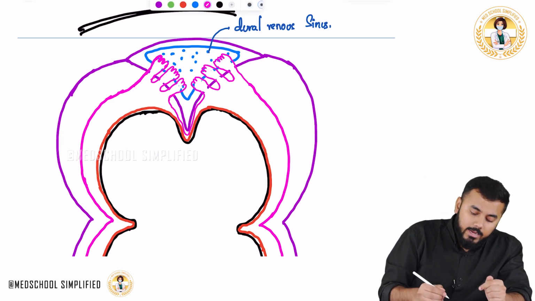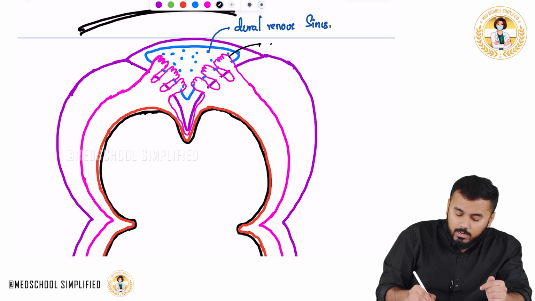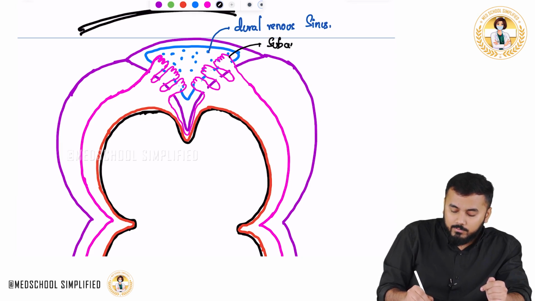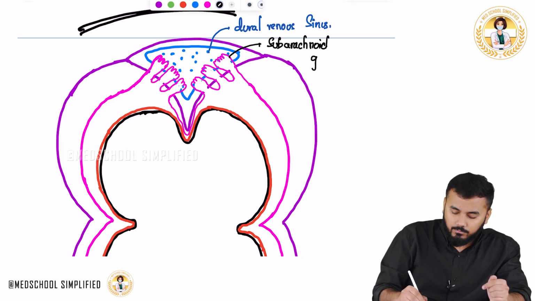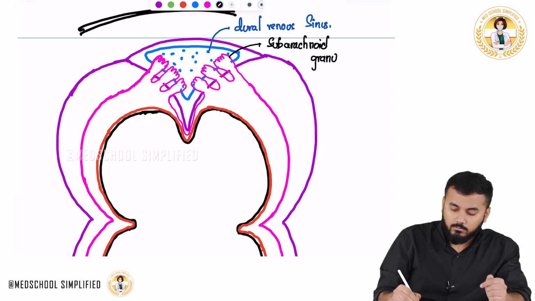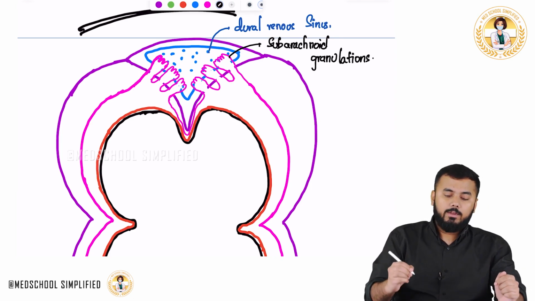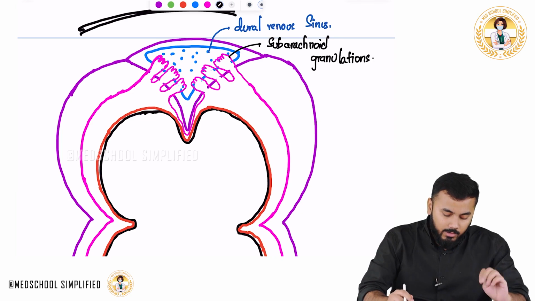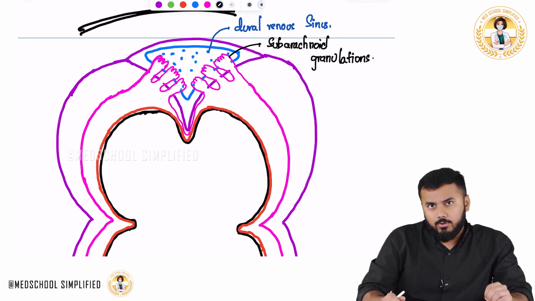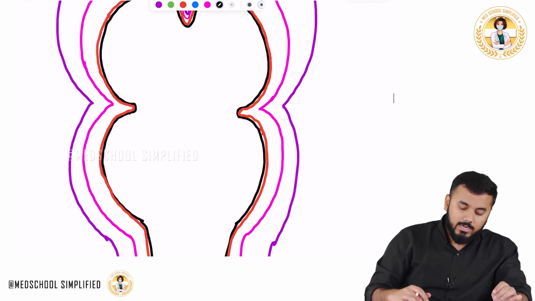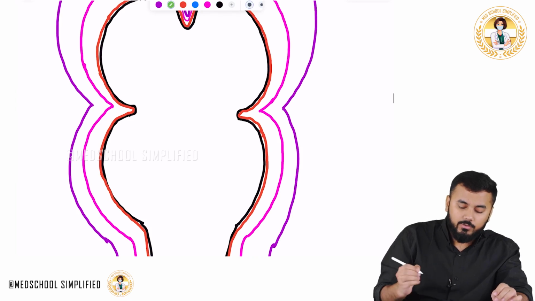And these granulations which I have told you are called subarachnoid granulations. Clear? Now, what is the importance of subarachnoid granulations? I'll tell you in a minute. But before that, let us first draw these ventricles over here.